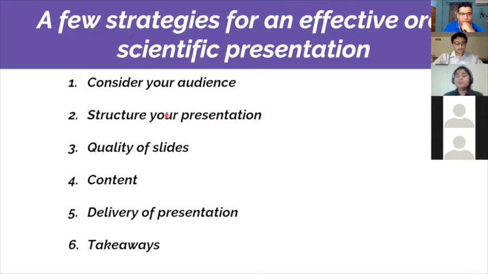So the first strategy is that you should first consider your audience. Consider your audience, meaning you need to adjust the pitch of the talk on the basis of your audience. So you need to think whether your audience is expert or non-expert, graduate students or undergraduate students, or faculty or your employer. So on the basis of the audience, you can design your talk.